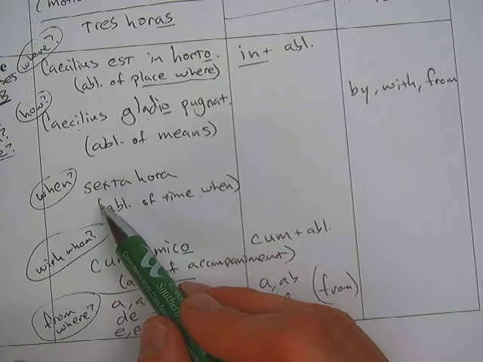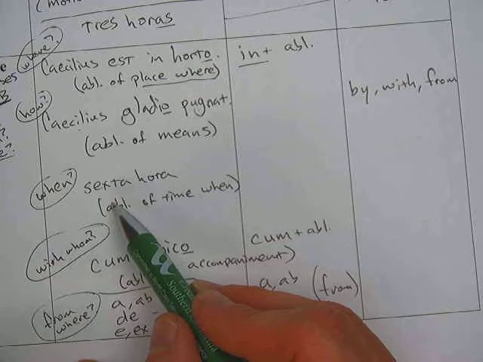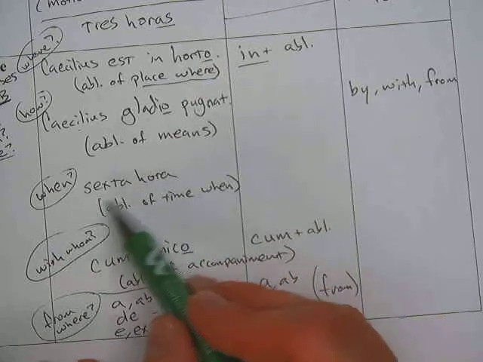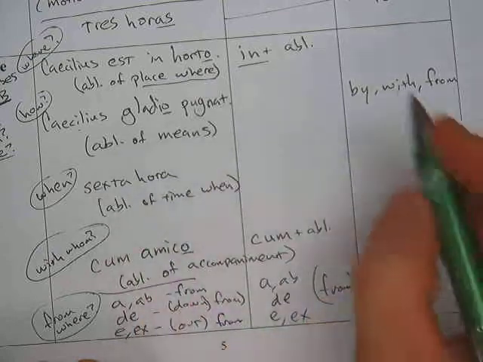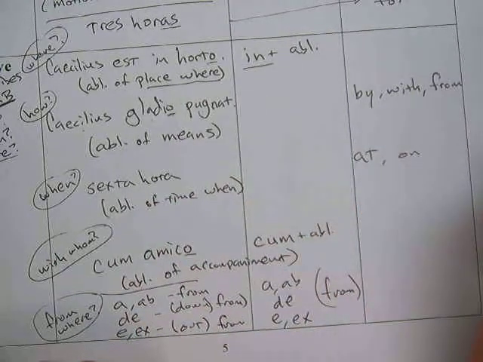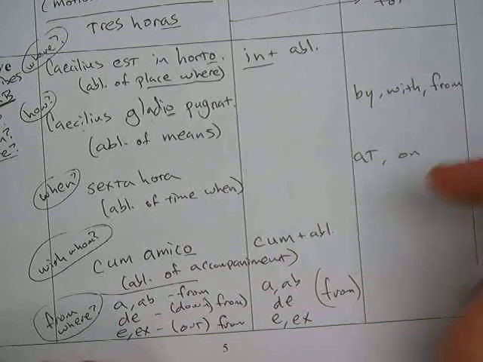At what time does Caecilius eat dinner? Quando, quo tempore, Caecilius cenam comedit, sexta hora comedit. Okay, at the 6th hour. You know, at or on the 6th hour, that's something you could add. It sounds a little funny to say he eats dinner 6th hour in English. It sounds better to say at the 6th hour or on the 6th hour.